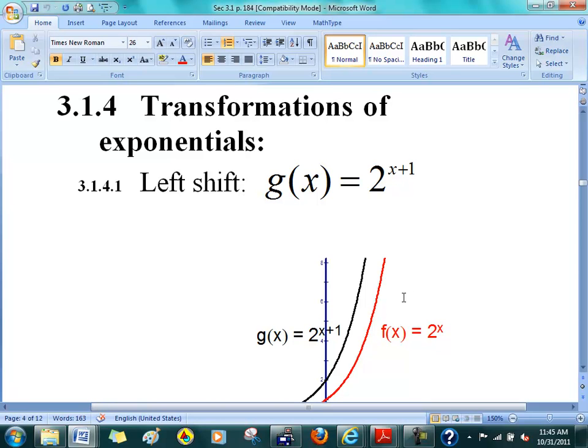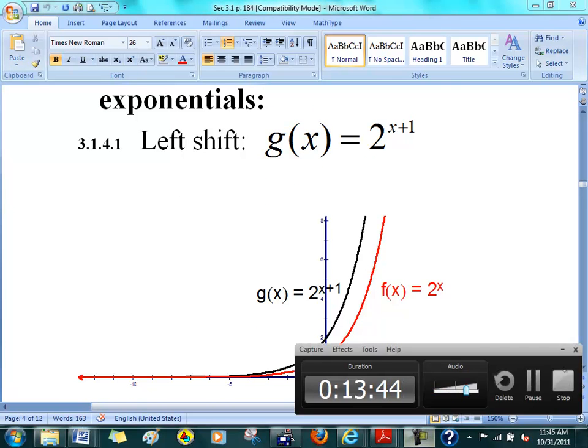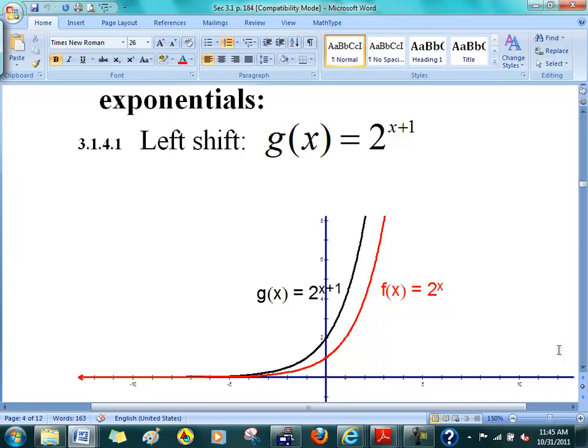Okay, so we're going to be gyrating these functions, okay? Horizontal shift, vertical shift, scale, reflections, and so on. All the things that we've learned before. We're going to do the same thing all over again, okay? So here's your left shift. Okay? So your red graph is f(x) equals 2 to the x. And then 2 to the x plus 1 gets shifted to the left. Okay, as you can see.